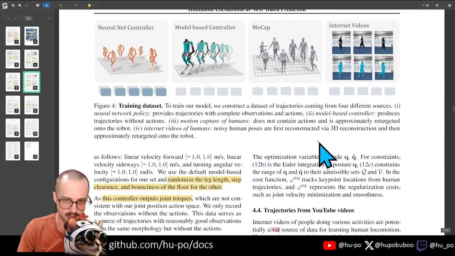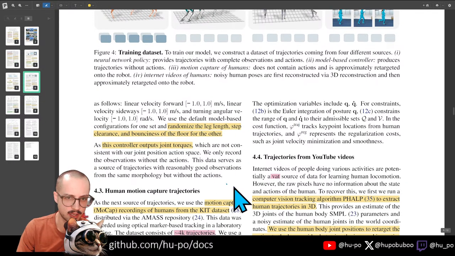So, not hype. Okay. "We use the default model-based configurations, randomize the leg length, step clearance, bounciness of the floor." So they're also doing a little bit of domain randomization within this Agility Robotics simulator. "This controller outputs joint torques, which are not consistent with our joint position action space." So here's another tricky part, right?